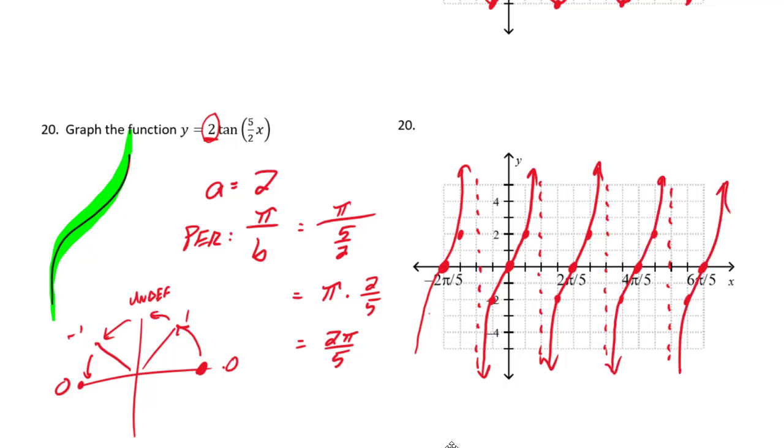And at this point, we should have enough stuff graphed that we've got everything filled out from left to right. We have an A value we can see physically of 2. It's going up 2 at those halfway in between the zeros and the vertical asymptotes. And it was a tangent graph. It did start at the origin, so everything seems to check out before we move on.